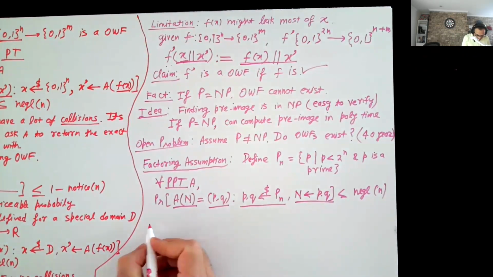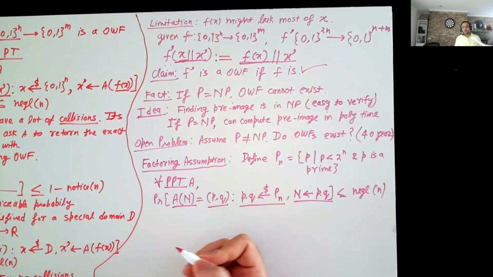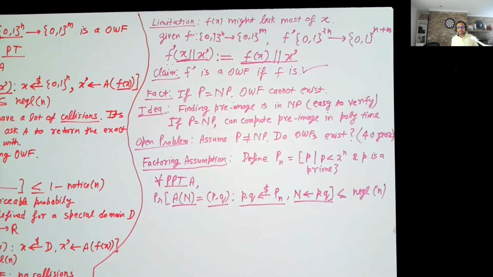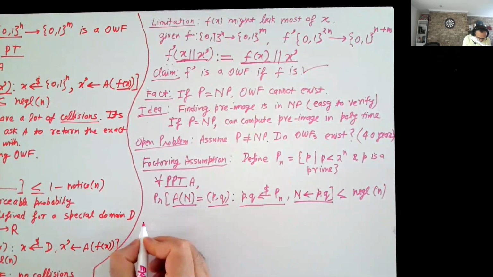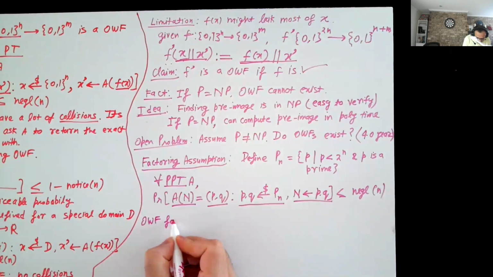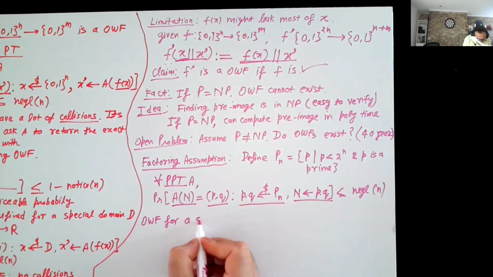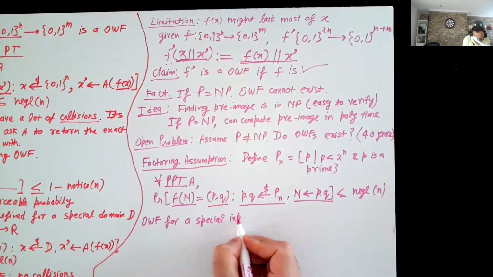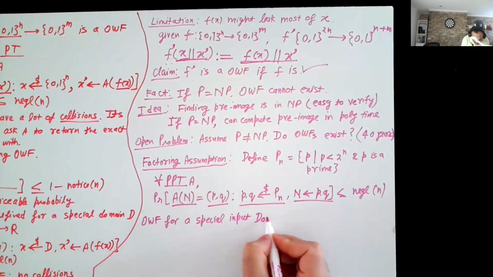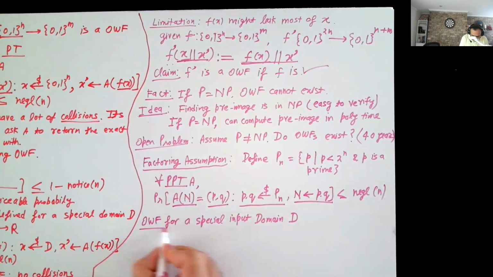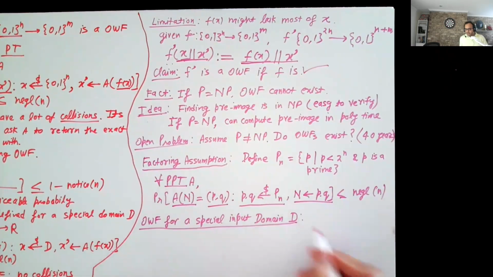So now let me start with a very simple construction for one-way functions, but for a special input domain. So, one-way functions for a special input domain D. And let me try to define what D is.